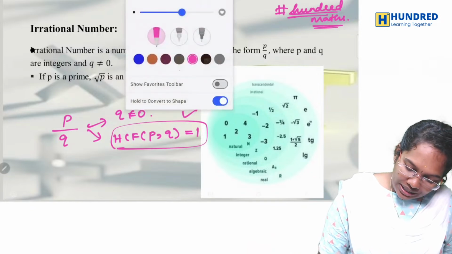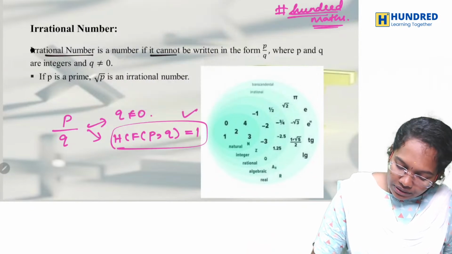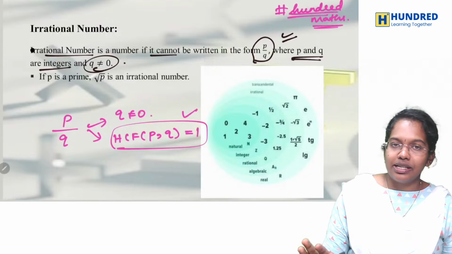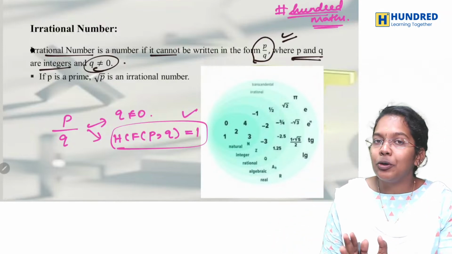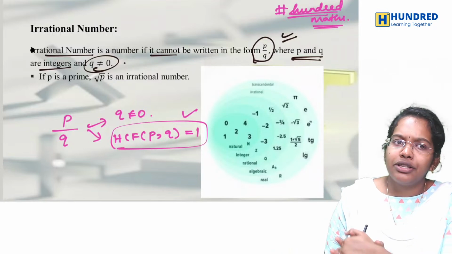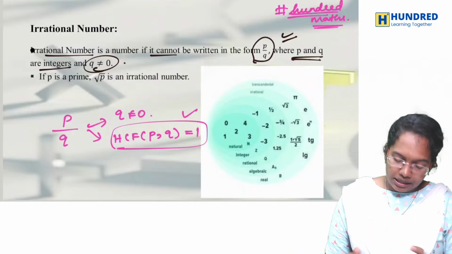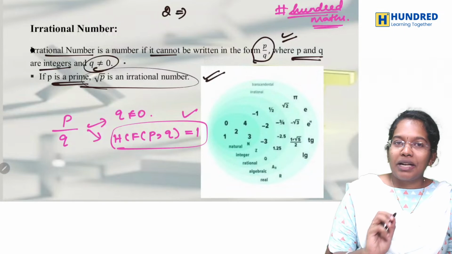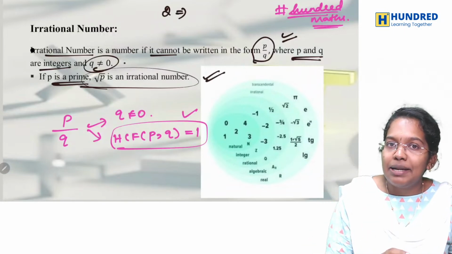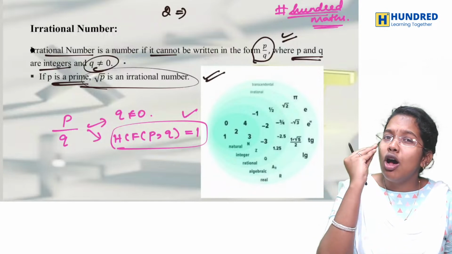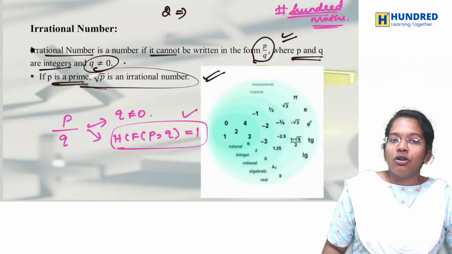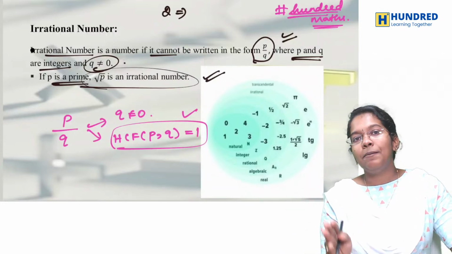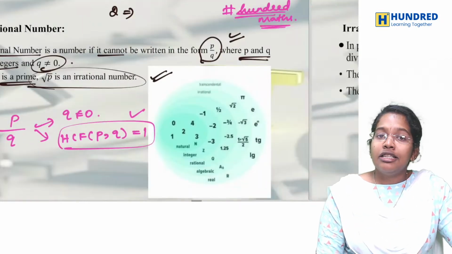So see here. What they have given you is that an irrational number is a number that cannot be written in the form of p by q, where p and q are integers and q not equal to 0. Simply, if it cannot be written in the form of p by q, such numbers are called irrational numbers. So see here, what they have given you is that if p is a prime number, root p is an irrational number. 2 is a prime number, you guys know it, right? So if 2 is a prime number, then the root of this prime number will always be an irrational number. Okay. So the square root of any prime number will always be an irrational number. So how to prove this?